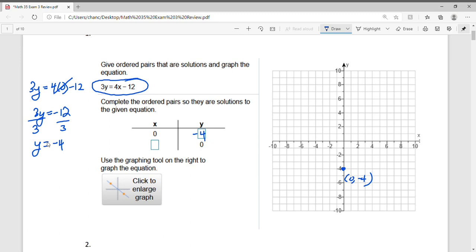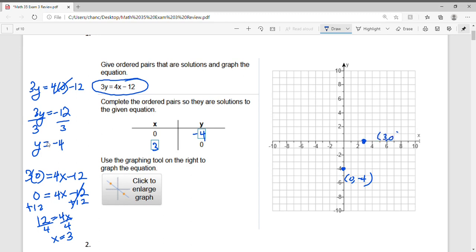For the other coordinate, we have y equal to 0. So we're going to use the same equation, but this time we're going to plug in a 0 for y. 3 times 0 is 0, and 0 is equal to 4x minus 12. I can add the 12 to both sides, and that gives me 12 equals 4x. We could divide both sides by 4, and x is equal to 3. This allows me to plot the point (3, 0). And here is the point (3, 0).